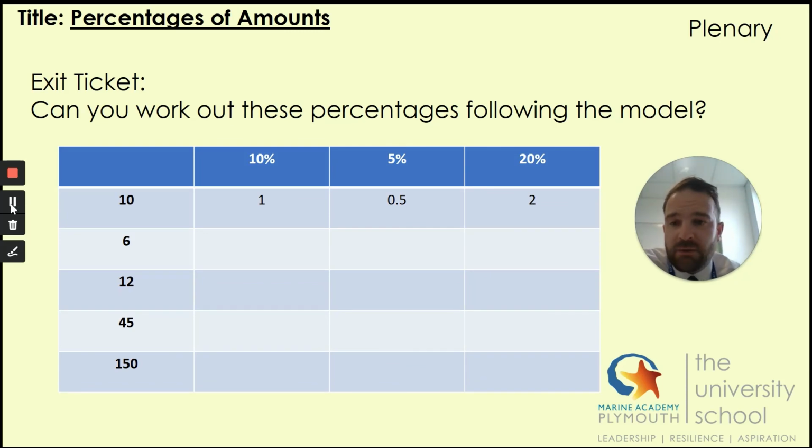Brilliant. Okay, so here's your exit ticket. Today we've learned how to find out 10%, 5% and 20% of a number. So what you need to do is copy down this table and fill in the blank spaces for finding 10%, 5% and 20% of 6, 12, 45 and 150. Pause now so you can complete that task.